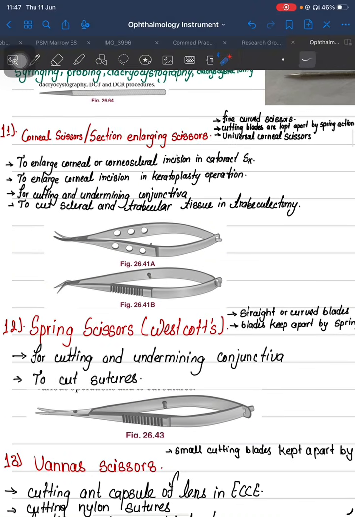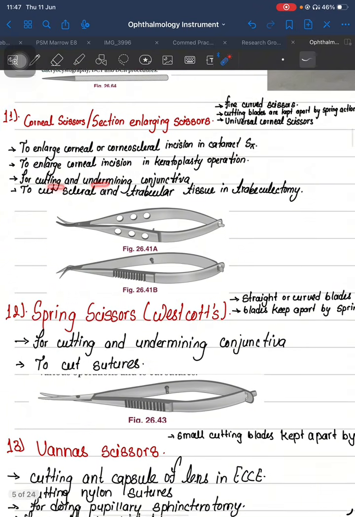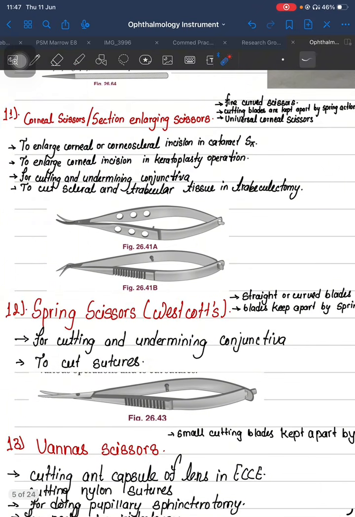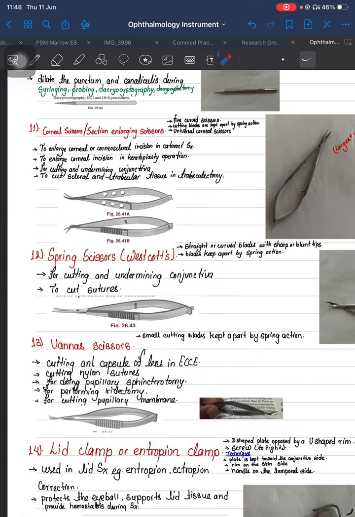And what are the uses of the corneal scissor or section enlarging scissor? As the name already implies, it is used mainly to enlarge the corneal or corneoscleral incision in cataract surgery. It is used to enlarge the corneal incision in keratoplasty, for cutting and ornamenting the conjunctiva, and it is also used to cut the scleral and trabecular tissue in trabeculotomy. Mainly, as the name implies, it is used to enlarge the cornea in cataract surgery, in keratoplasty, scleral and trabecular tissue in trabeculotomy, and also for cutting the conjunctiva.